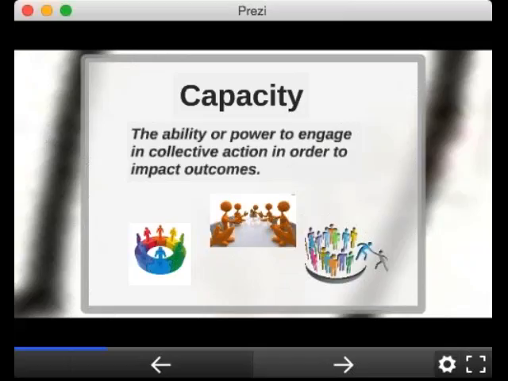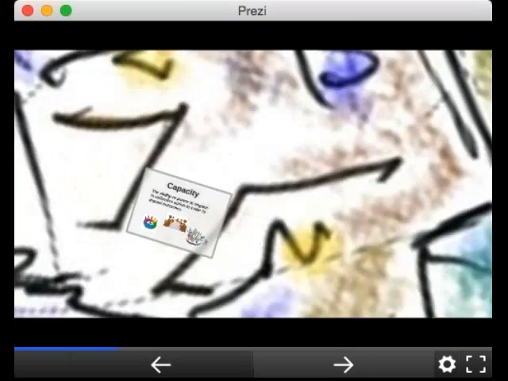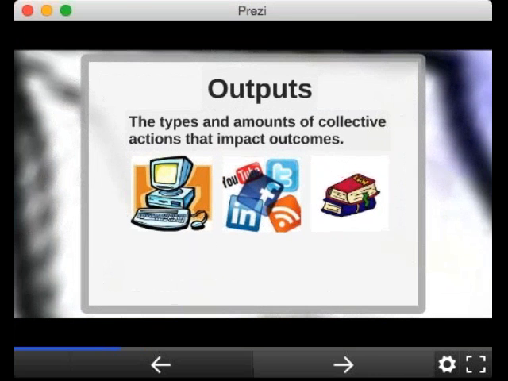So these three elements, roles, meetings, and partnerships, all impact a coalition's capacity, and that's one of the subcategories. The other subcategory under coalitions would be outputs. When we talk about outputs, we think about the types and amounts of collective actions, that means something that the organization does that actually has an impact on the outcomes, which we'll talk about in a minute, community level outcomes.